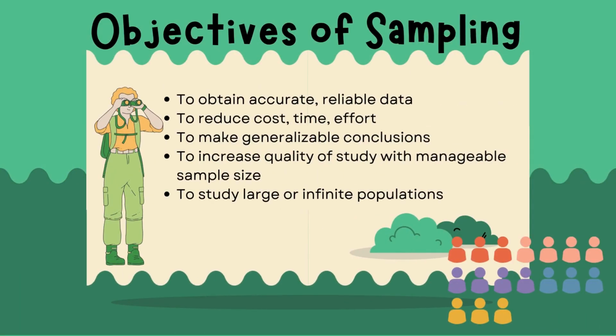The central objectives of employing sampling methods are multifaceted. The primary goal is to reduce cost, time, and effort associated with research. Sampling is necessary to study populations that are either very large or infinite. It permits researchers to obtain accurate, reliable data. It facilitates the development of generalizable conclusions. Using a manageable sample size helps increase the quality of the study.